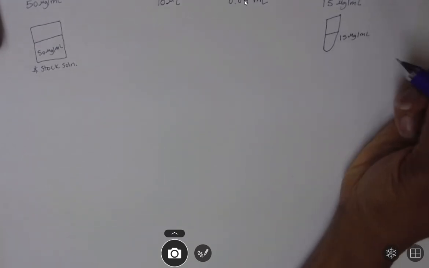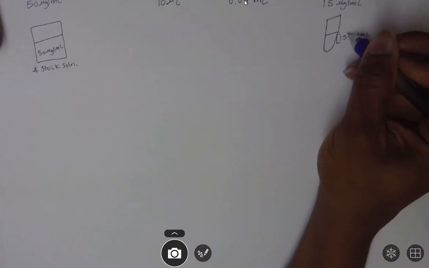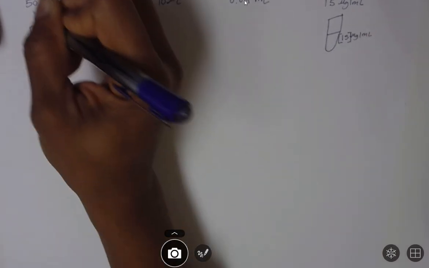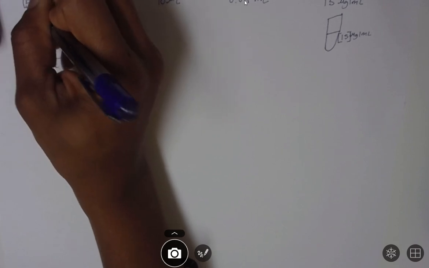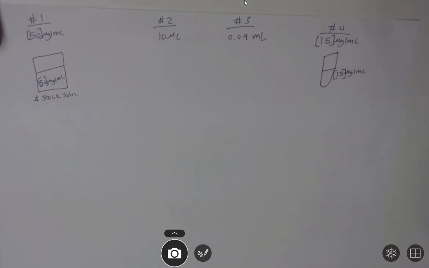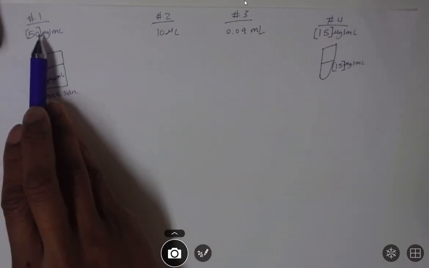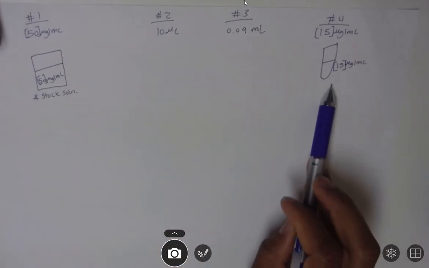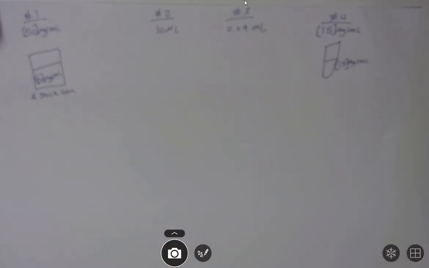Now, sometimes you'll see concentration in brackets like this. And so I'll go ahead and add that to wherever I have a concentration, 50 and then 15. So sometimes you'll see it like that. Okay. So again, here's my category 1, 2, 3, and 4. And then here is my stock solution. And then here is my desired concentration at the end.